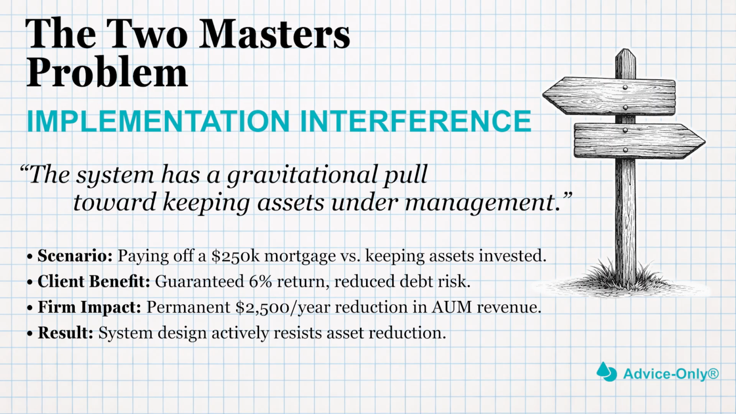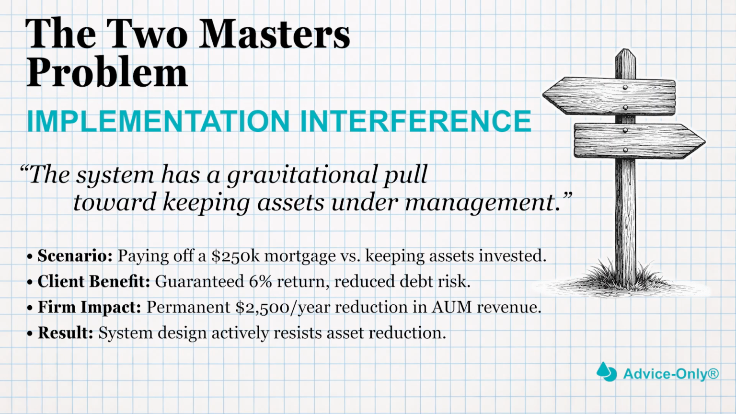This is not simply bias or intent. It is systemic pressure embedded in advisory architecture. The math may point toward asset reduction, simplification, or debt elimination, while the revenue model quietly favors the opposite outcome. That is not about ethics. That is about design. The advisor in the first scenario might genuinely want to do what's best for the client, but they're potentially being asked to recommend something that will permanently lower their own income. That's a design flaw, not a character flaw.